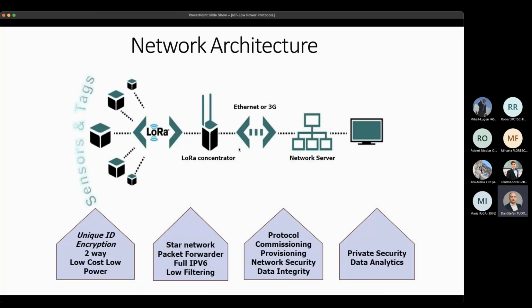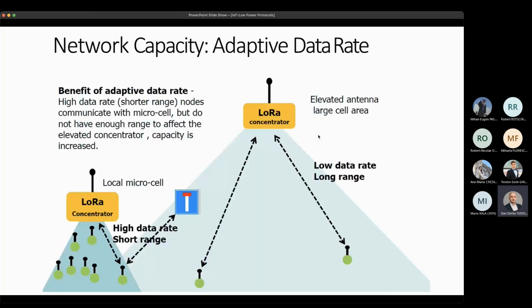So basically, this is the architecture. You have the end devices, which can connect to the base station, which is a LoRa concentrator here, which can act as a gateway through Ethernet or another network to a different server where you can connect to and see your relevant data.